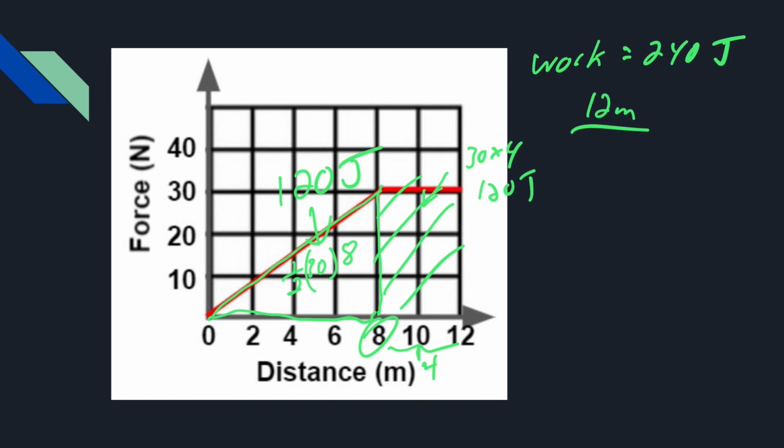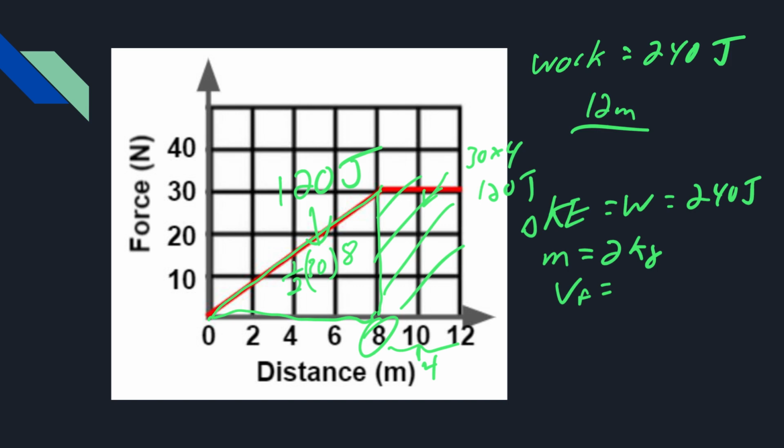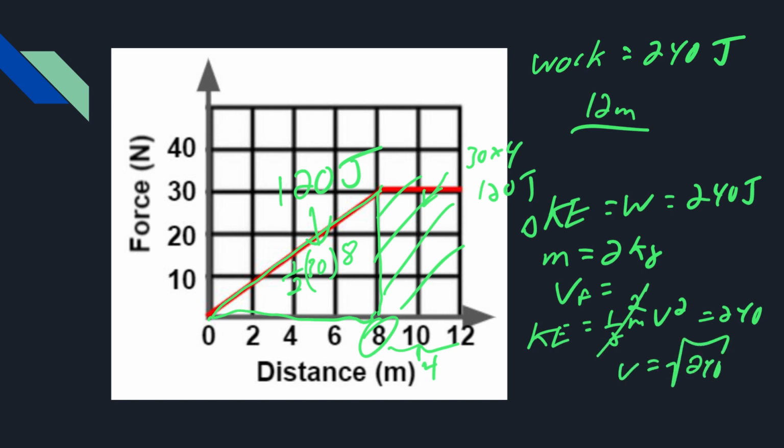Sometimes actually they don't even ask for work. They ask for, oh, what's the kinetic energy or the change in kinetic? Well, remember that's the same as the work, 240 joules. Or maybe they give you the mass. They say, okay, the mass is 2 kilograms. What's the velocity final? And then you just know, oh, well, kinetic is 1/2 mv squared. And since I know that's 240 and the mass is 2, then v would just be the square root of 240. So just remember the area of a force versus distance graph will tell you work, and you can also get the change in kinetic energy from that.